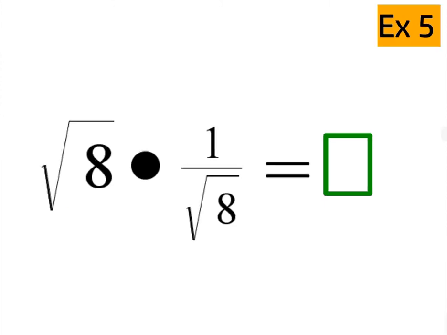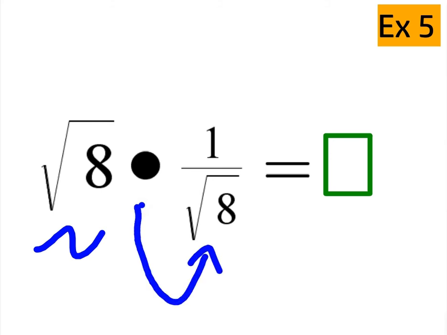Works for square roots as well. See, in math, we don't want to just focus on 1, 2, 3, 4, 5, 6. There's so many other numbers out there, and especially when you go to do calculus and stuff, you've got to get used to all sorts of different types of numbers. So square root of 8 times 1 over square root of 8 is also going to give you 1.